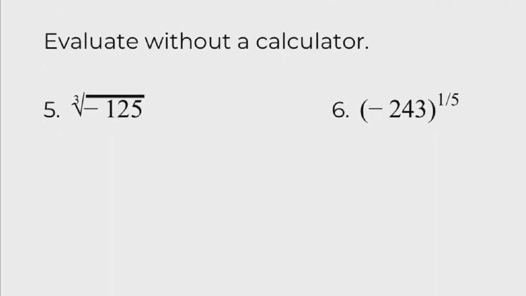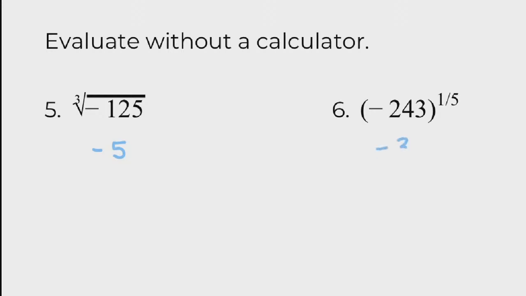Okay, next we want to evaluate without a calculator. For the first one, that just means we're looking for a number that when we multiply it by itself 3 times will equal negative 125, which is going to be negative 5. Okay, number 6, we have negative 243 to the 1/5 power. So that means we're looking for a number that when you multiply it by itself 5 times, it'll get you negative 243. That would be negative 3.